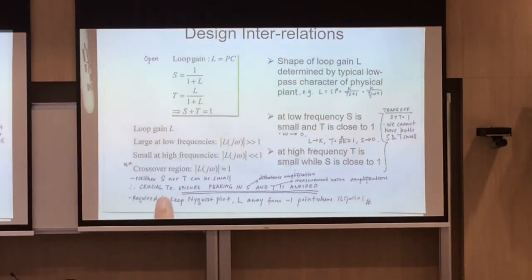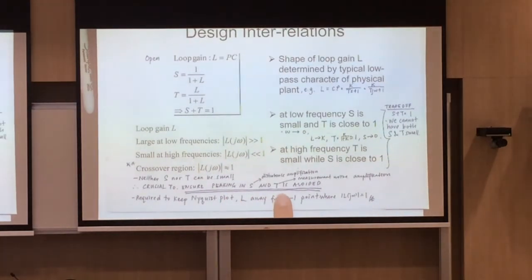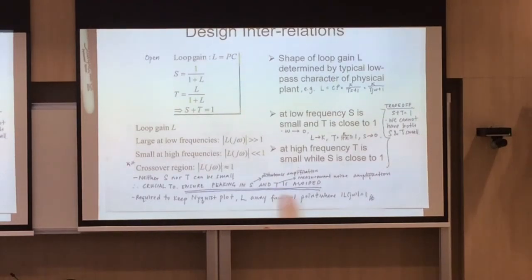And it's very crucial to ensure that peaking in S and T is avoided. Because if you have peaking in S, you have disturbance amplification. If you have peaking in T, you have measurement noise amplification. So it's required to keep the Nyquist plot of L far away from the -1 point, because it's in this critical region where L is approximately 1. Then you need to really make sure that your S and T are balanced and not peaking. So what's the meaning of peaking?